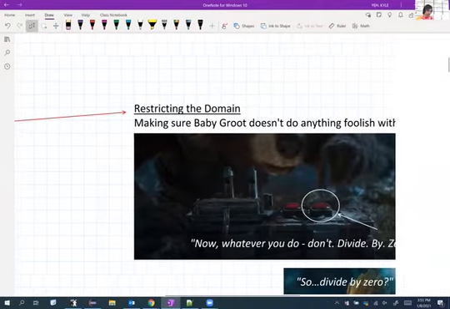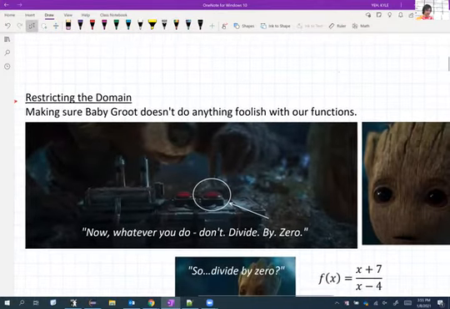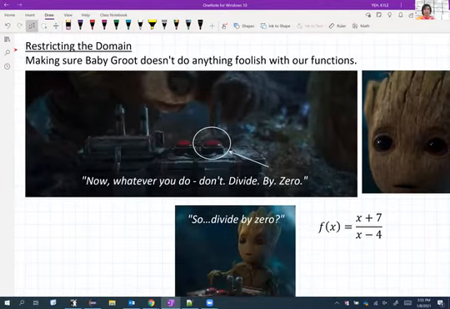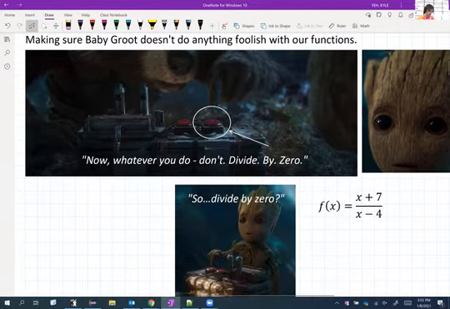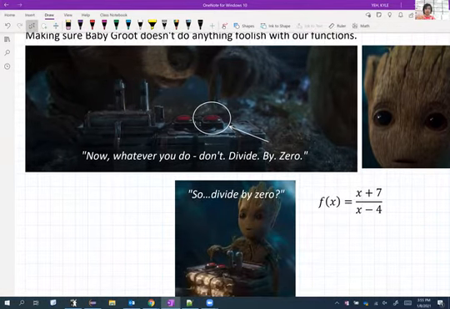Okay, so restricting the domain makes me think of Baby Groot. And specifically Baby Groot in that scene in Guardians of the Galaxy 2, if you've seen that movie, where Rocket is telling Baby Groot, definitely don't hit this button. And then Baby Groot, as you can see from below, is like, should I hit this button? And that's kind of what we're doing here.